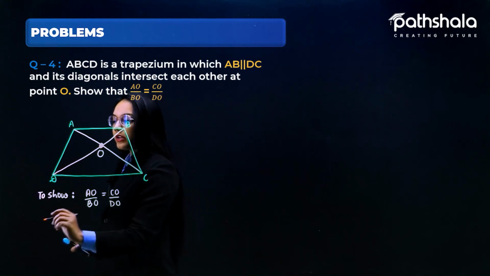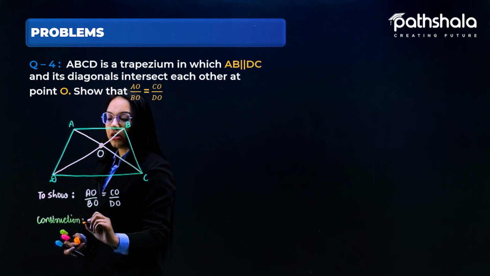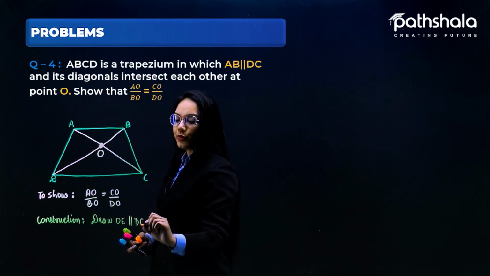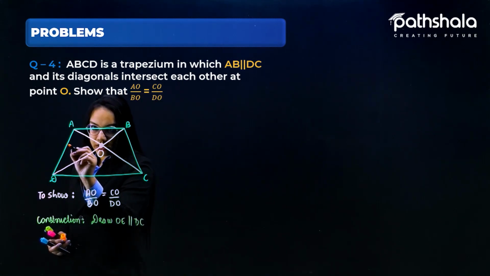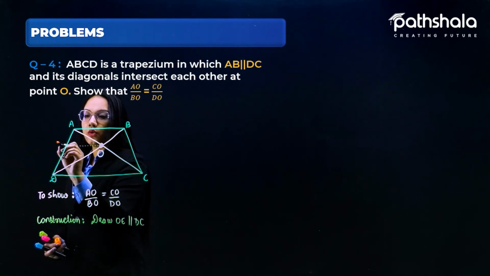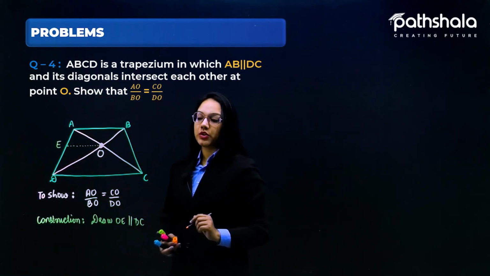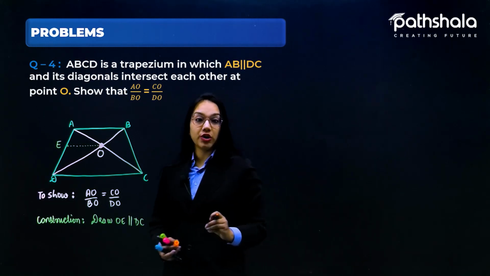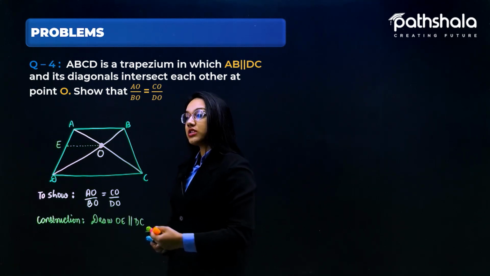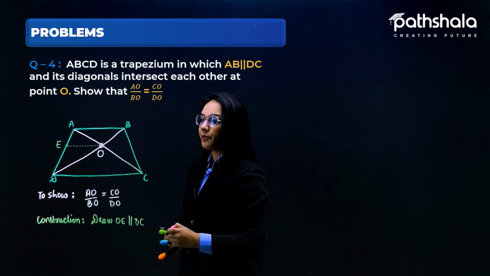So let us suppose I'm doing a little bit of construction over here, and the construction is that I draw OE parallel to DC. Let us suppose I'm drawing this particular line OE such that it is parallel to DC. I am doing this construction in order to show that AO by BO is equal to CO by DO. So the construction is that I'm drawing EO which is parallel to CD. Now let's start the proof of this particular question.